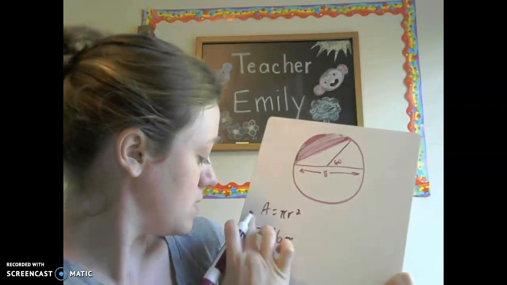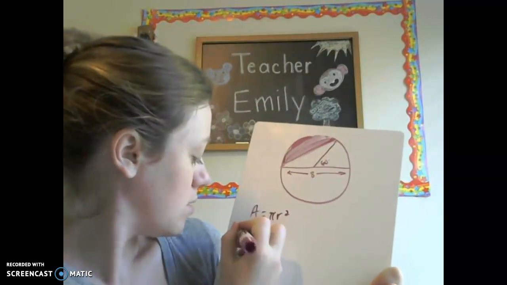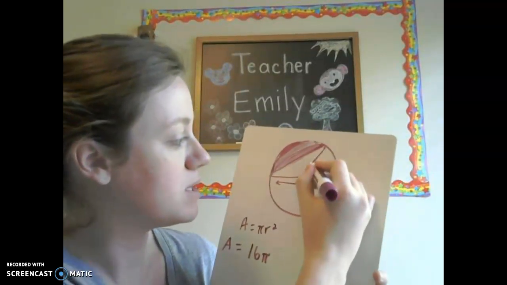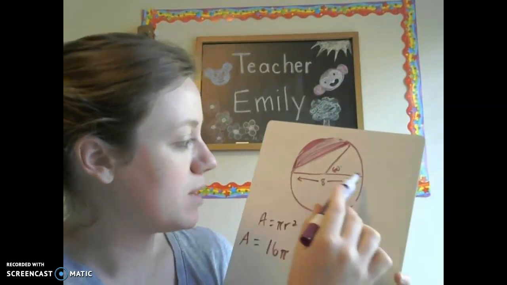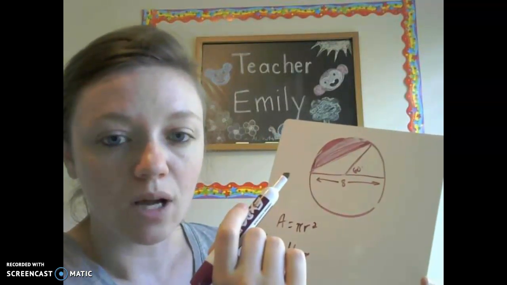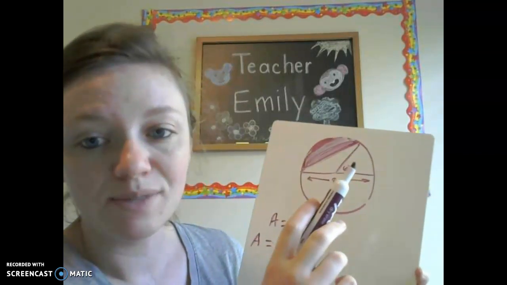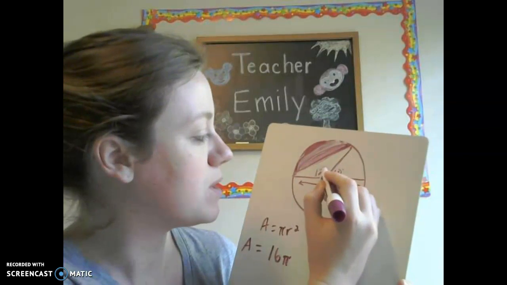Now we need to figure out what fraction of the circle we're actually looking at when we look at this big pizza slice. This is a straight line, which means these two angles are supplementary and add up to 180. So if we know that this one is 60, this one has to be 120.